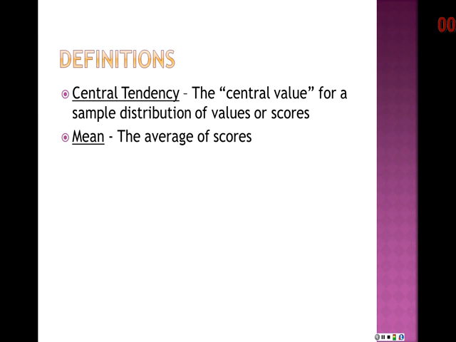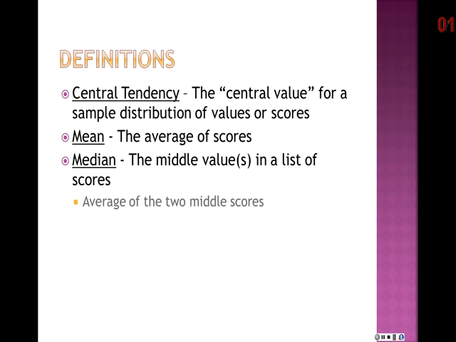The first is mean. This is the one that's used most frequently, especially within the social sciences. It is simply defined as the average of scores. So if you know how to calculate an average, you know how to calculate a mean. It's the exact same thing. Median, on the other hand, is the middle value or values in a list of scores.